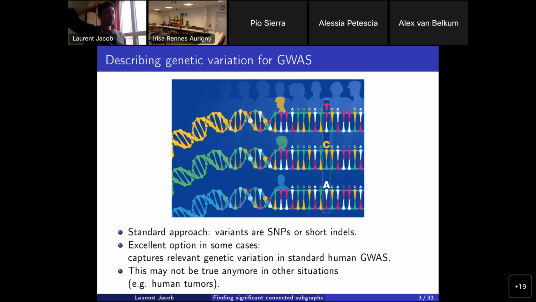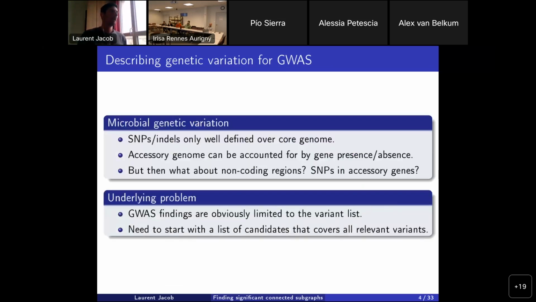But there will be other situations where this is not true anymore. Even if you just remain within humans, if you don't have healthy human cells, but you have tumor cells, for example, then there will be translocations, and you won't capture translocations just by looking at SNPs. So you will miss part of the important genetic variation.